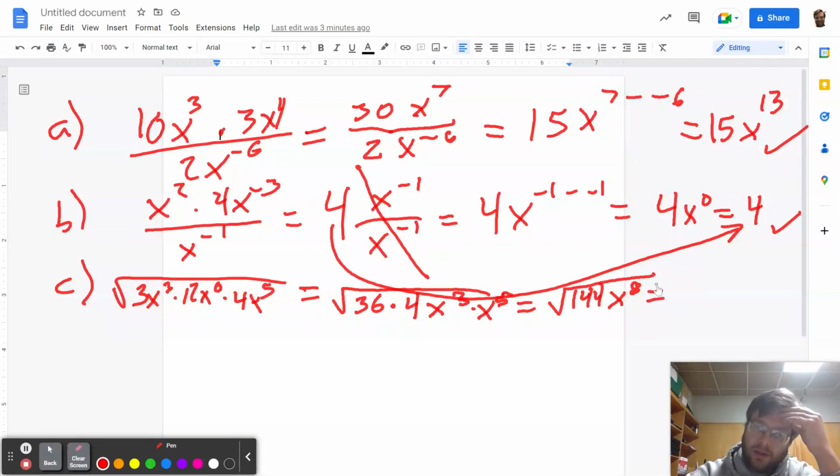And then the square root is the same as the 1/2 power. It's what number times itself makes 144, 12. What number times itself makes x to the 8, x to the 4th. Doesn't get any better than that.